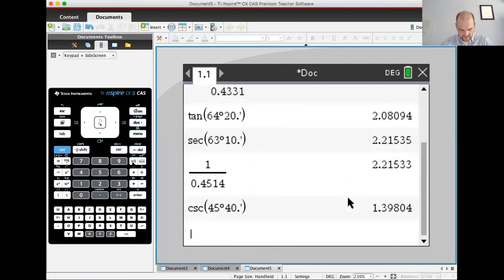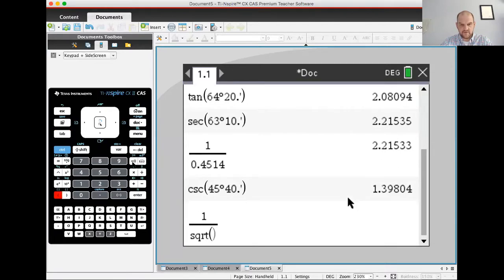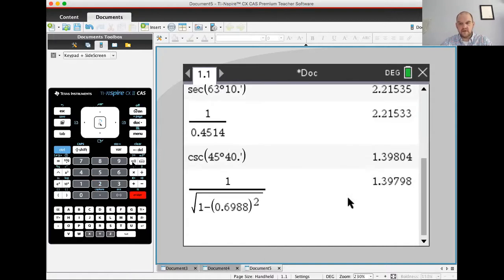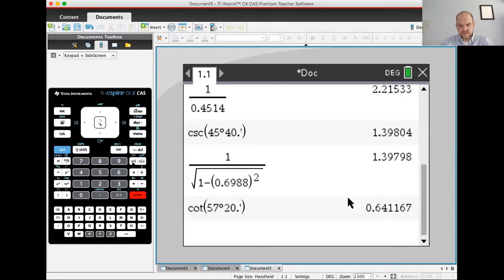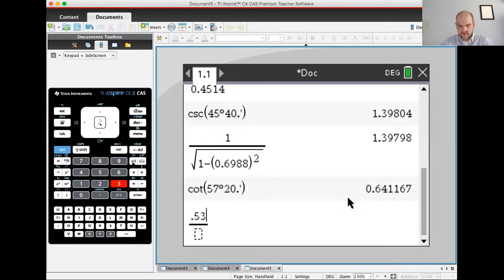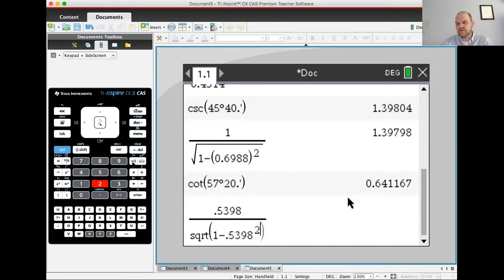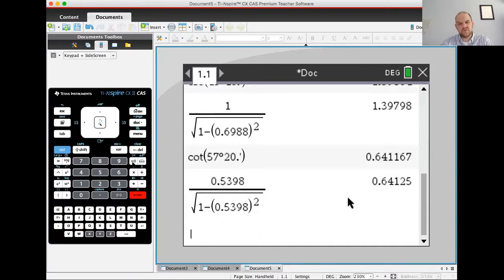0.139. So this one, I have to do 1 over the square root of 1 minus 0.6988 squared. Super close. Rounding to 3 decimals, it's the same. Cotangent of, so the tangent and cotangents are probably going to be the worst, because you square things, you take radicals, you do a lot. So this is what we get here, and then 0.5398 divided by the square root of 1 minus 0.5398 squared. Moment of truth. Yeah, 3 decimals, they're the same.